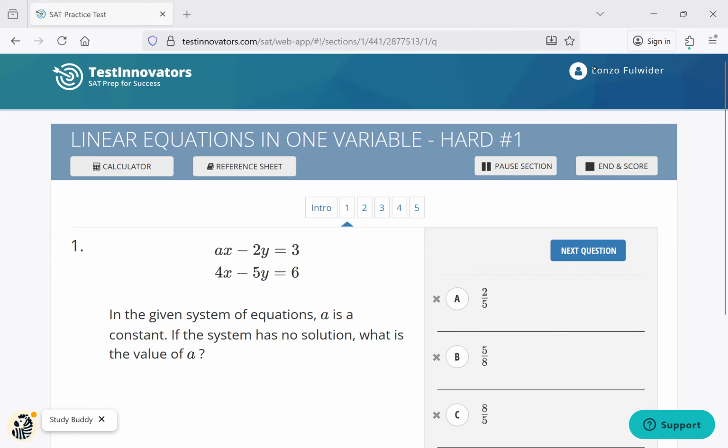Hello, this will be linear equations in one variable, and we'll be doing harder examples. So this is SAT math practice exam. So yeah, let's start with question one.